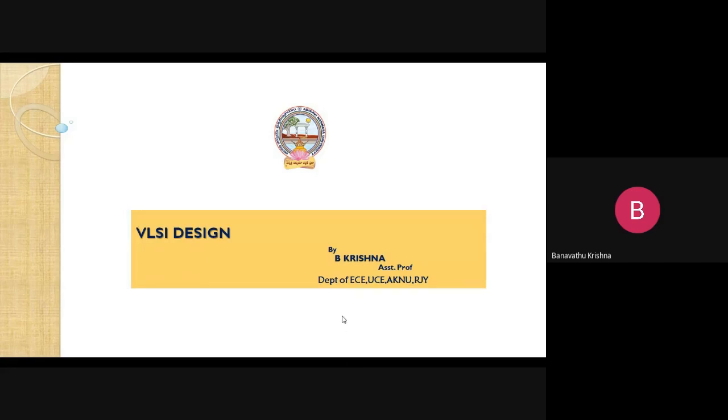So last class we have seen sheet resistance, the sheet resistance concept, area capacitance calculations, and delay calculations for various technologies and various materials. All those things we have seen in the previous class. Now I am going to discuss the gate level design.